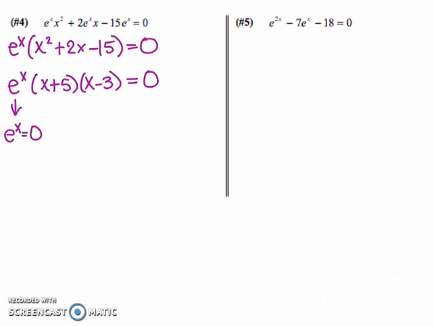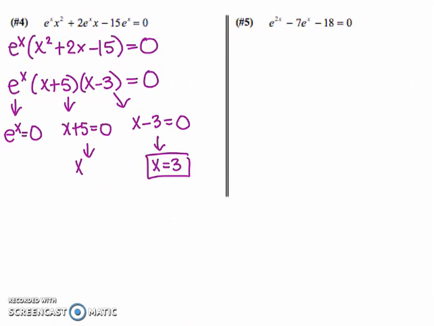So I'll say e to the x equals 0, x plus 5 equals 0, and x minus 3 equals 0. And now I can go ahead and solve. So this one gives me x equals 3 as a solution. This one gives me x equals negative 5 as a solution.